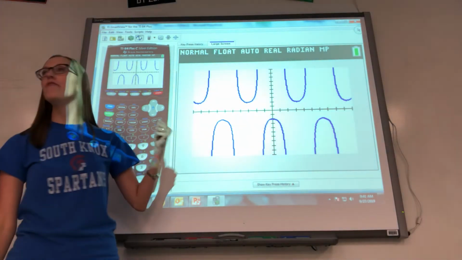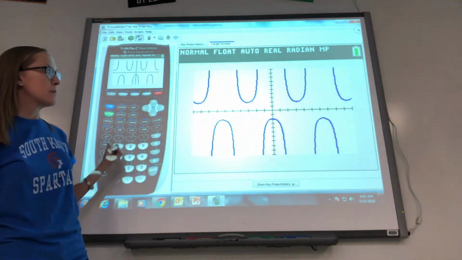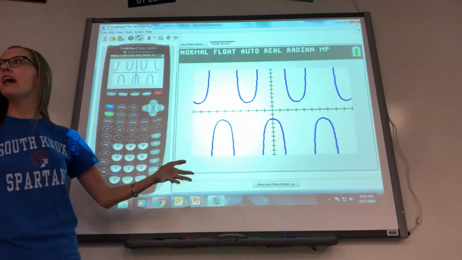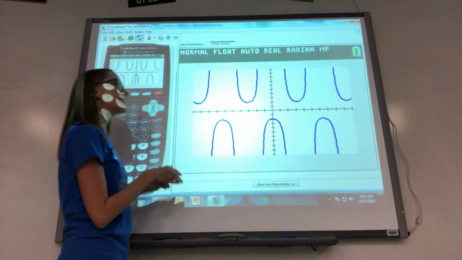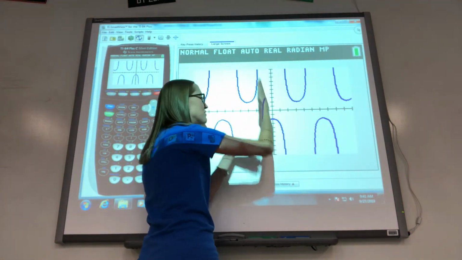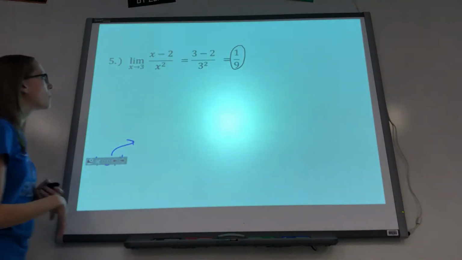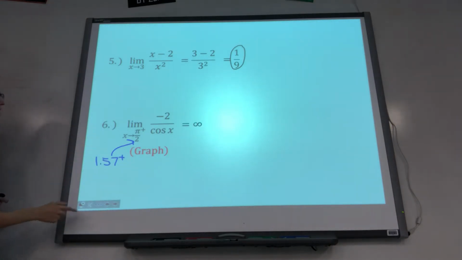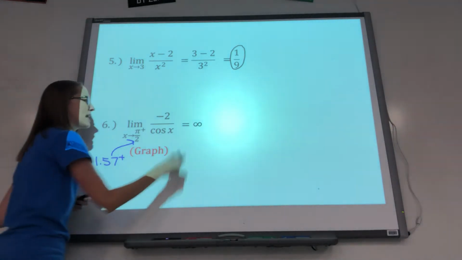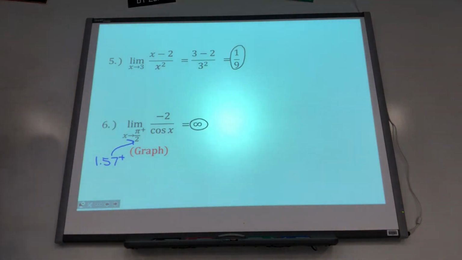Now, what would you say if it had been from the left? Negative. And what would you say if it was from both sides? Does not exist. Very good. They have to agree if you're coming in from both sides, and this one would not agree. But all we needed here was the one-sided limit from the right. So positive infinity. Okie doke. I believe there are 2 more problems here. So let's take a look at number 7.